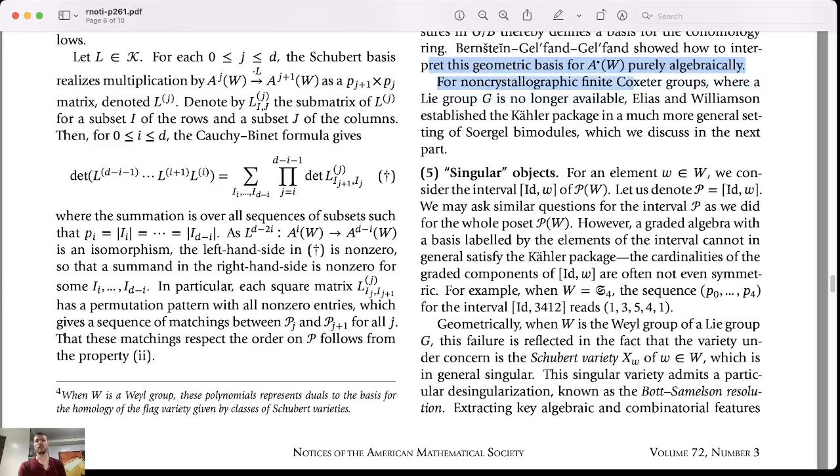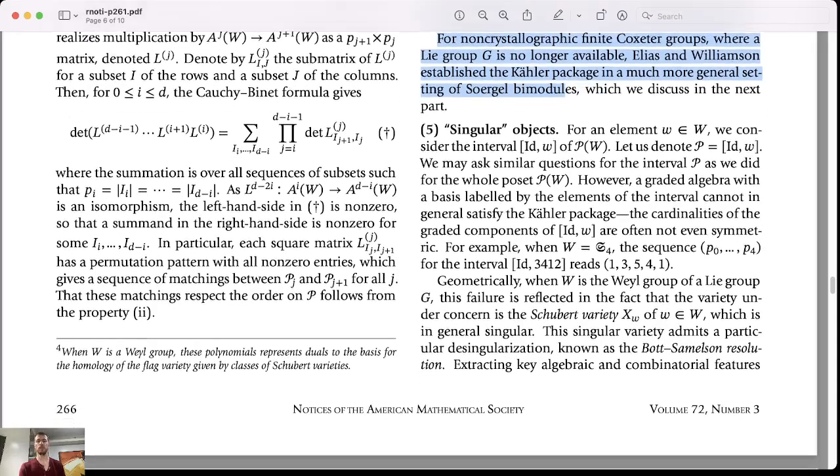For non-crystallographic finite Coxeter groups, where a Lie group G is no longer available, Elias and Williamson established the Kähler package in a much more general setting of Soergel bimodules, which we discuss in the next part.